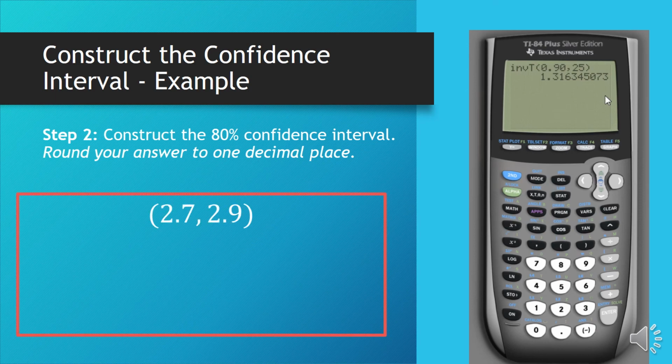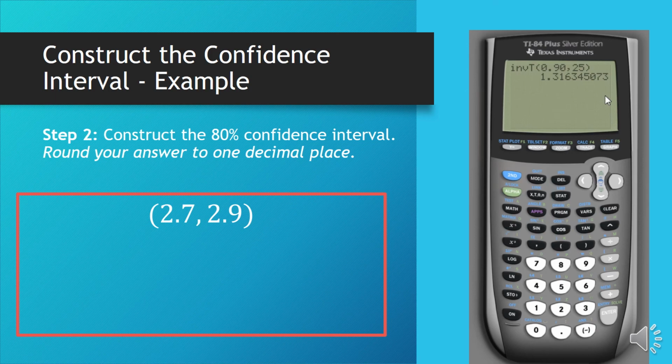And then if you are asked to interpret the confidence interval, which I will do on the quizzes, you would say, we are 80% confident that in Montana, the mean waste recycled per person per day is between 2.7 pounds and 2.9 pounds.